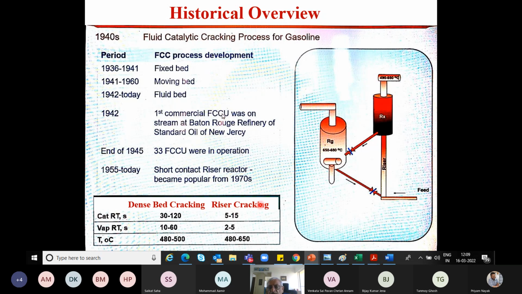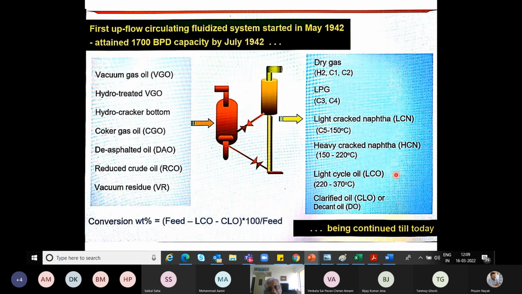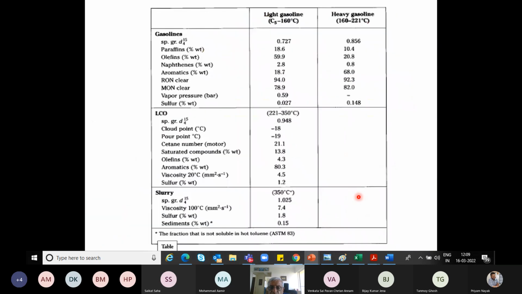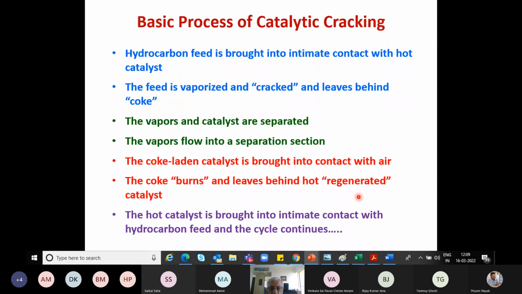So riser cracking today is done with very short residence times of 2 to 3, or maximum 5 seconds in the riser. So in that 5 seconds, all these products are produced. In that very short time of 5 seconds, and then you actually separate out these products into their components.